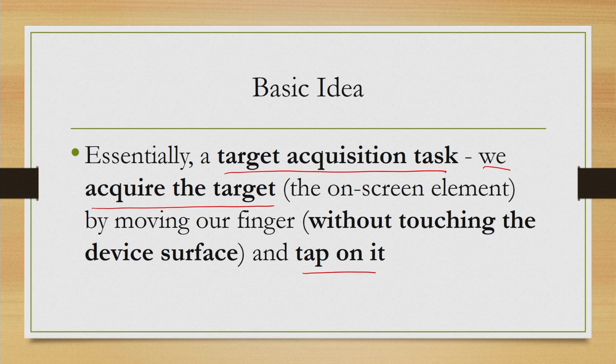Now, this target acquisition does not involve moving the finger on the screen. Instead, the finger is moved off screen, and then once we position our finger just on top of the target, we tap on it. So, the finger movement does not require touching the surface, but tapping requires touching the surface.